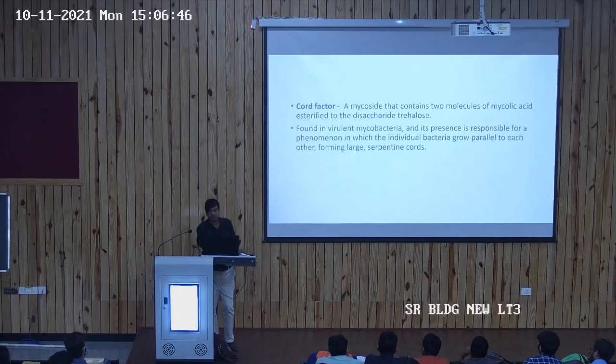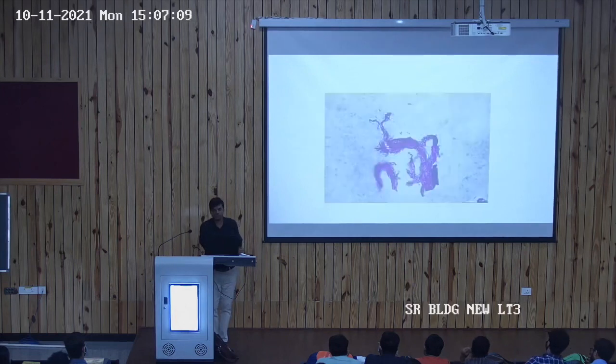Then there is cord factor. It is a mycoside that contains two molecules of mycolic acid esterified to the disaccharide trehalose. They are found in virulent mycobacteria, and its presence is responsible for a phenomenon in which the individual bacteria grow parallel to each other, forming large serpentine cords. This means they all are growing parallel to each other and forming a large group.